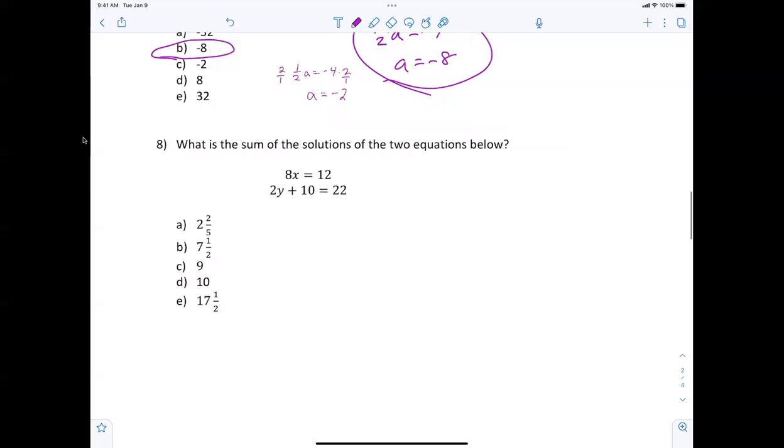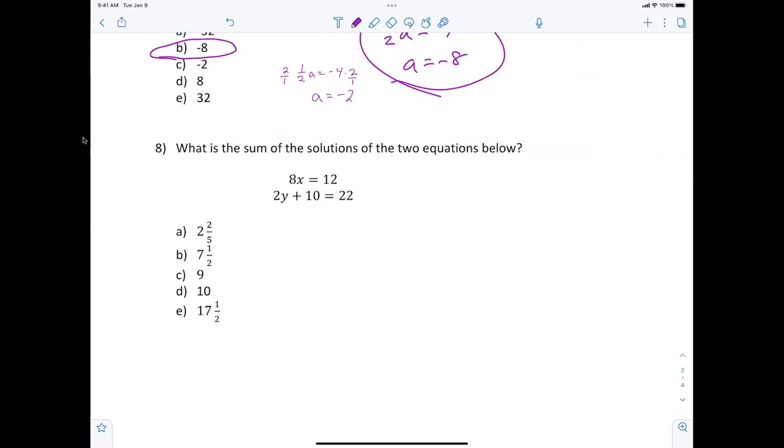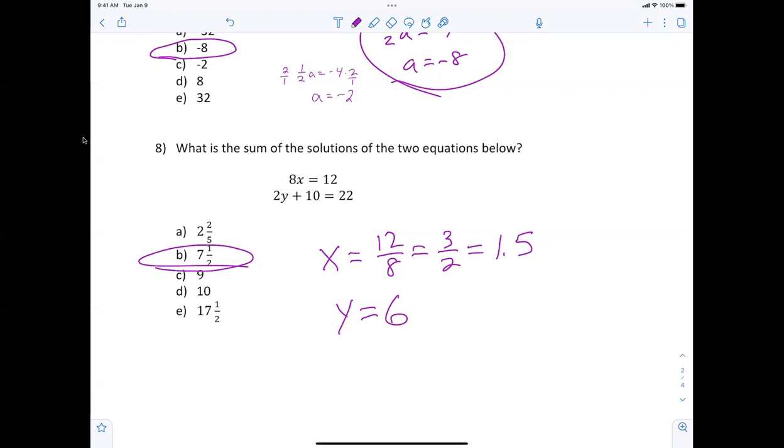Okay. Number 8. What is the sum of this solution to equation 12? X equals 12. So what does X equal in that case? 1.5, or 12 over 8. And then that reduces to what? That reduces to 3 over 2. Yes. All right. So then what was Y? Y was 6. Yes. It's 6 plus 1.5 equals 7 and 1/2.